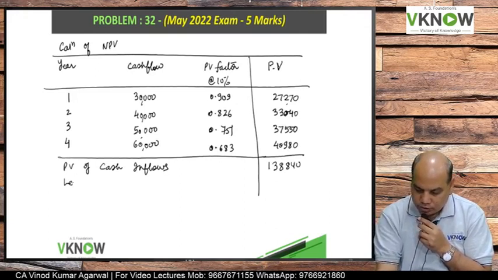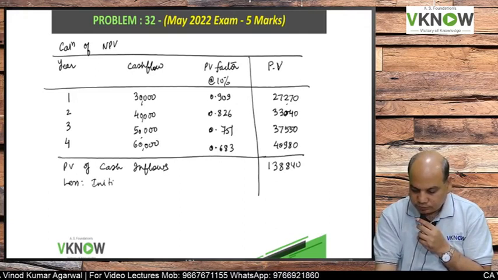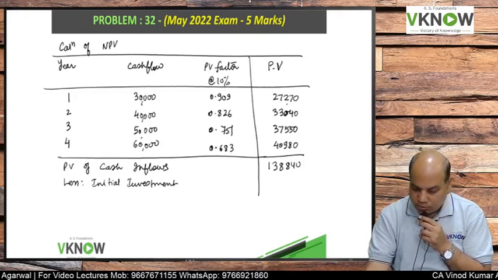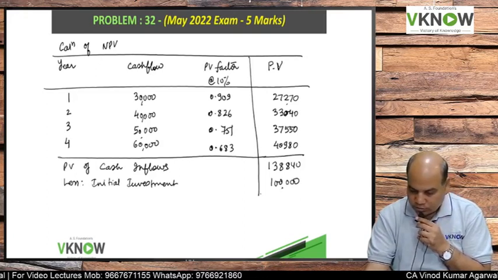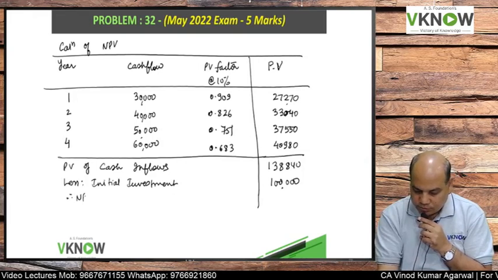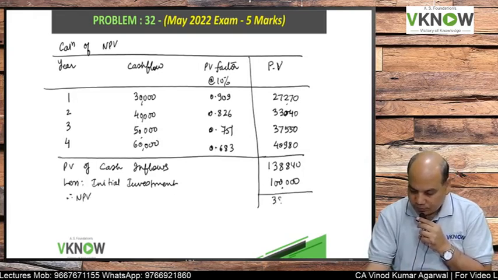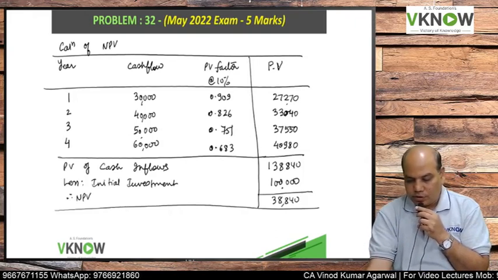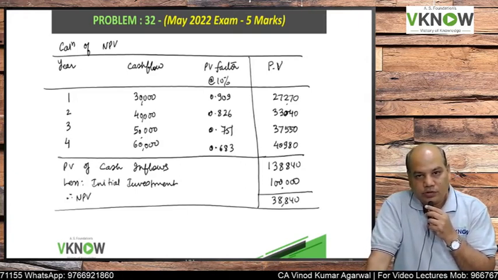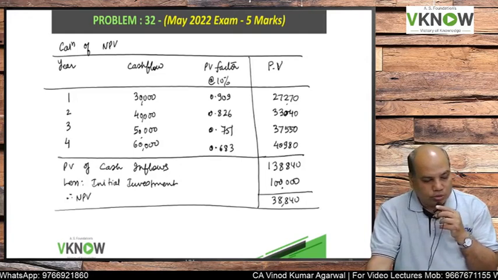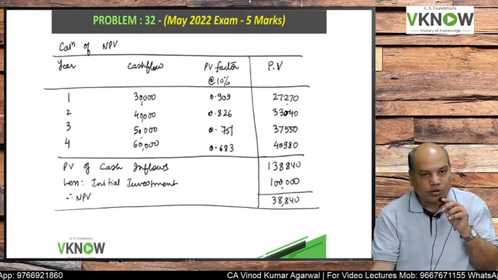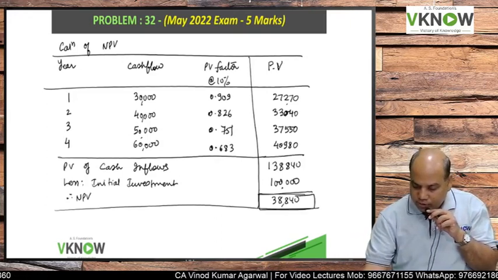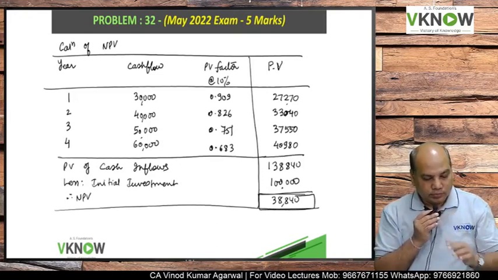Then write down less initial investment. How much is that? 1 lakh rupees. So what you get? Therefore NPV is 38,840. So this is positive NPV. Original estimate gives you positive NPV. If the original estimate itself is negative, there is no need to do sensitivity analysis. Any query on this calculation? So first always you do the NPV calculation on the basis of the original data, the original estimate.